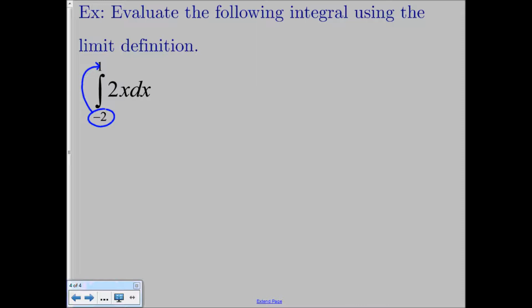So we can rewrite this definite integral to just be the limit as n goes to infinity of the sum from i going from 1 to n of f of xi times delta x. So now we're just going to evaluate this sum just like we did before. We need to figure out our delta x first of all, and then we need to figure out how to write our xi's and plug them into the function.